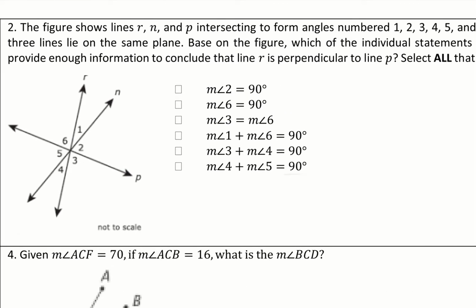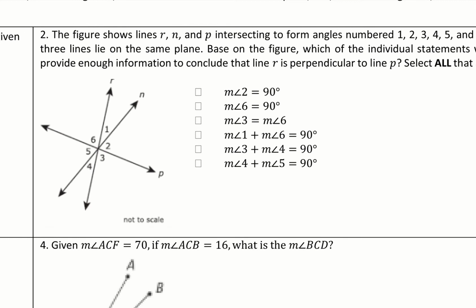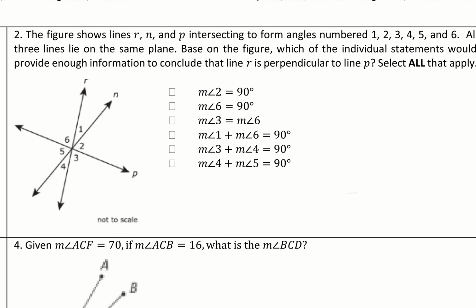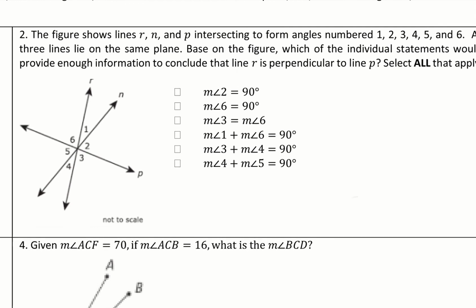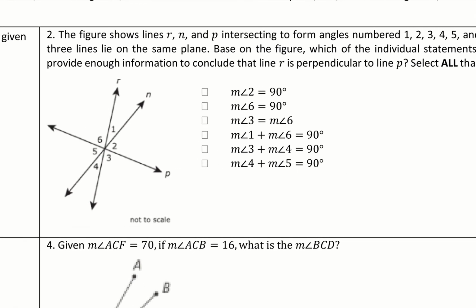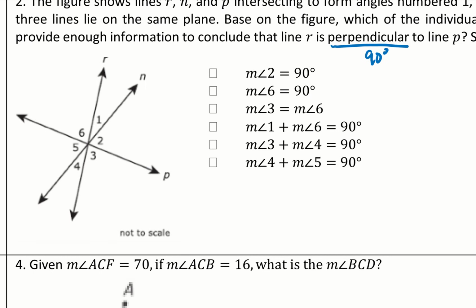All right, so number 2: the figure shows lines R, N, and P intersecting to form angles, and the numbers are shown there. All 3 lines lie on the same plane. Based on the figure, which of the following individual statements would provide enough information to conclude that line R is perpendicular to line P? If line R is perpendicular, that means it's at a 90-degree angle, a right angle to P. So we want to show that that's the case. If that's the case, then this has to be a right angle here.